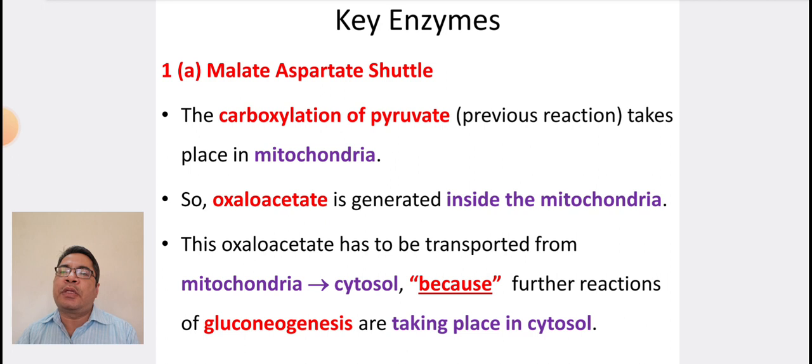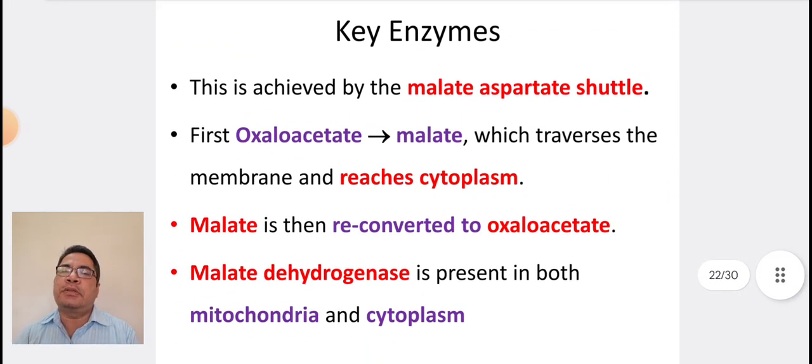Malate aspartate shuttle. The carboxylation of pyruvate, that is the previous reaction, takes place in mitochondria. So oxaloacetate is generated inside the mitochondria. This oxaloacetate has to be transported from mitochondria to cytosol because further reactions of gluconeogenesis are taking place in the cytosol. This is achieved by the malate aspartate shuttle. First, oxaloacetate is converted to malate, which traverses the membrane and reaches the cytoplasm. Malate is then reconverted into oxaloacetate. Malate dehydrogenase is present in mitochondria and cytoplasm.